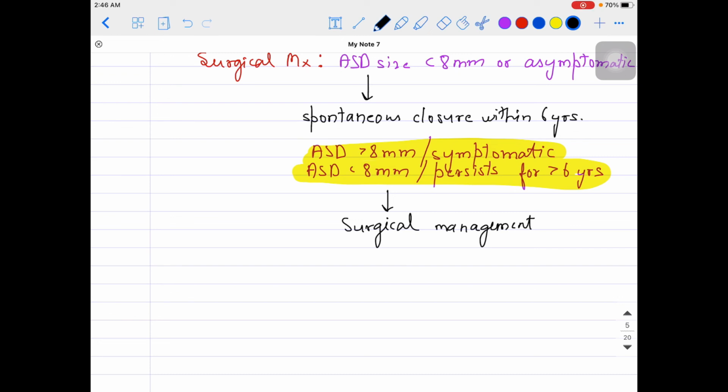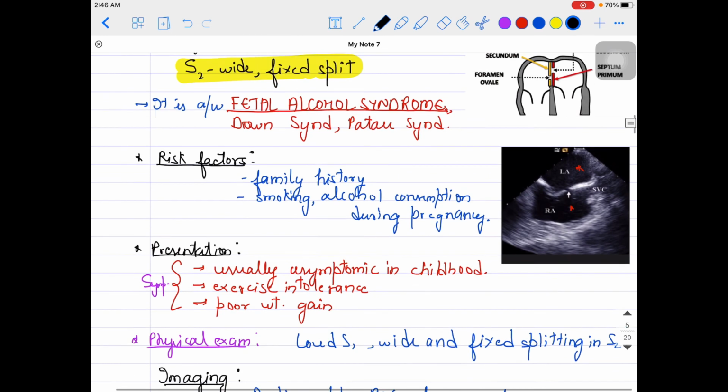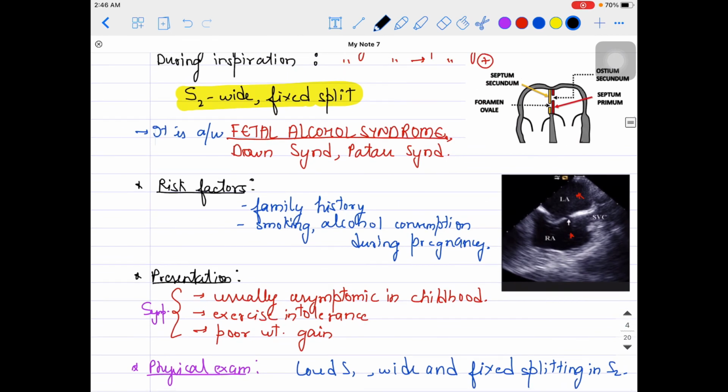So the highlight of this topic is the very peculiar finding which I told you in this discussion, that there is the wide fixed split of the S2 heart sound. And the reason, as I told you at the same time, is that the delayed closure of the pulmonary valve is the reason behind this wide fixed splitting of the S2 heart sound.